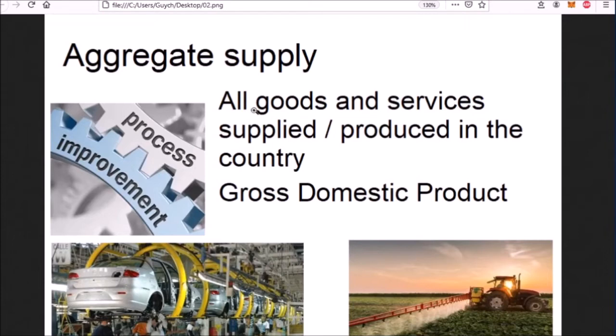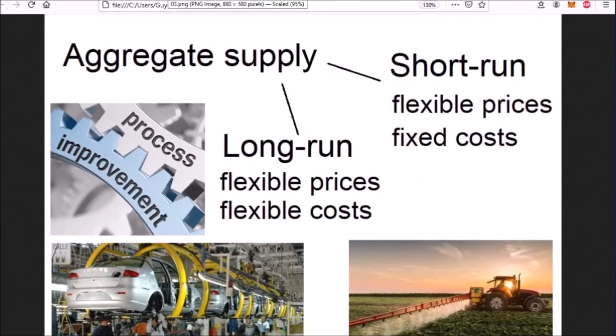As I mentioned, it's all the goods and services supplied or all the goods and services produced in a country. And if you think about it, it's actually the same as the gross domestic product or GDP, which represents basically everything that is produced domestically in the country. And most economic models use some sort of charts, use some sort of graphs to show you what's happening.